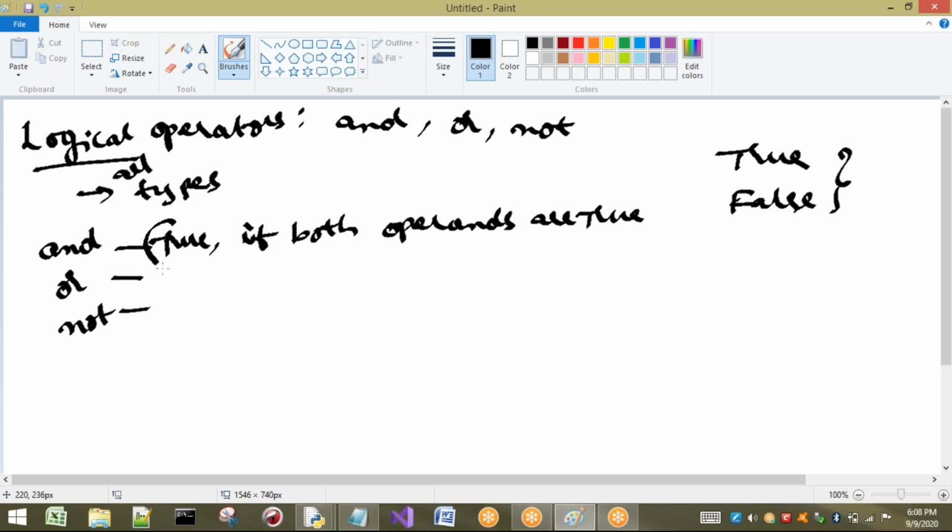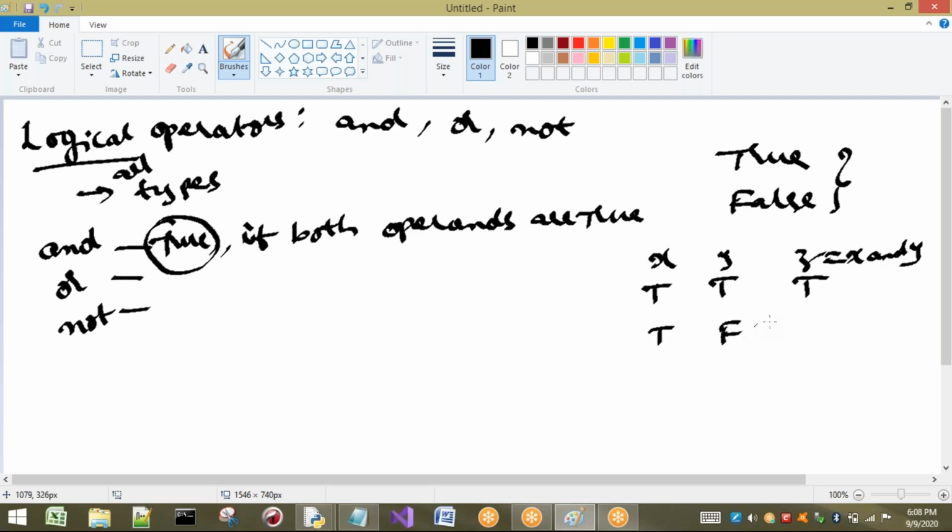The answer will be true only if both operands are true. I will write T for true and F for false. T, T: answer will be T. For example, here I'm going to take X, Y, with a result Z. Here I am going to perform X AND Y. So in this case only the value will be true.